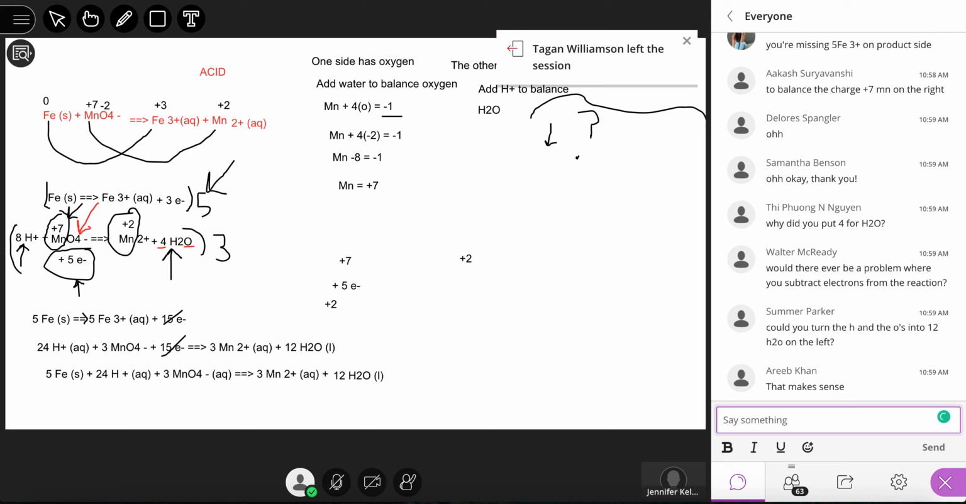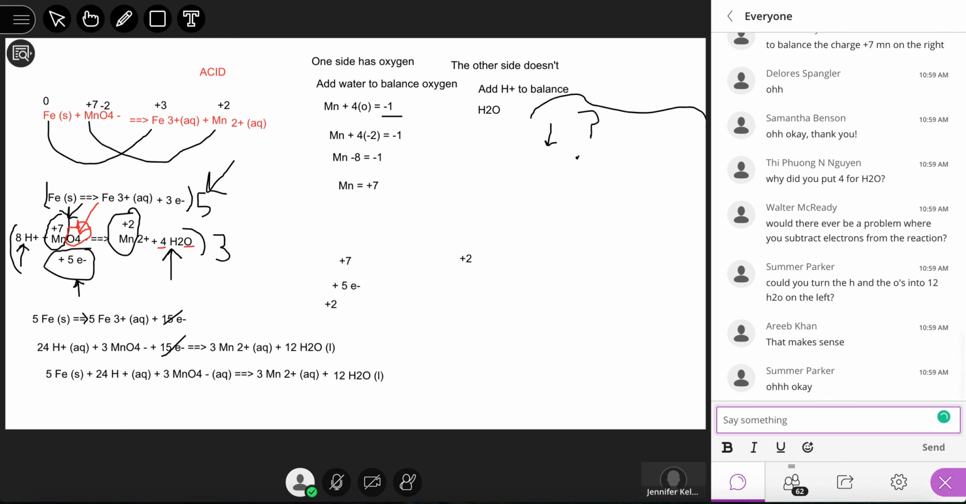On the left. You couldn't, and the reason you couldn't is because if you put 12 H2O on the left, our oxygen would still not be balanced, and it wouldn't indicate that it's in an acid. It would indicate that it was in an aqueous solution. So we put the H plus there because it's in an acid solution, and this is just showing that we have acid in there.